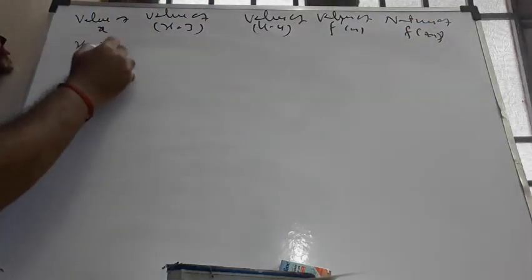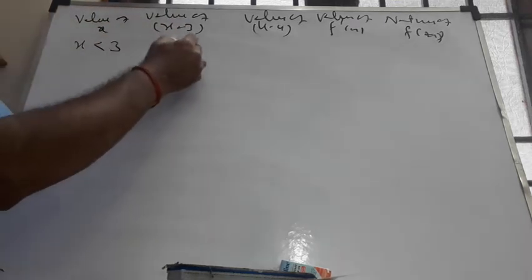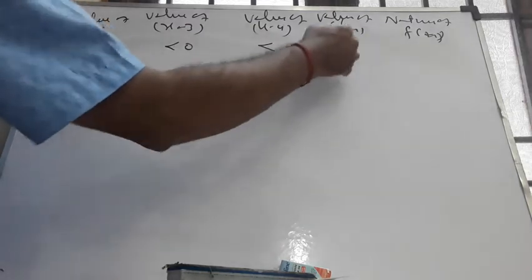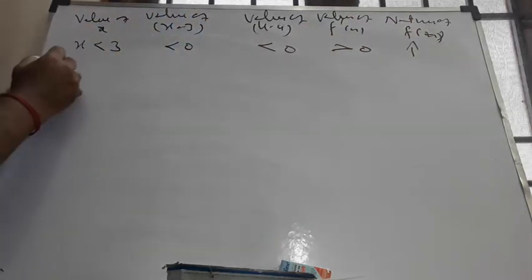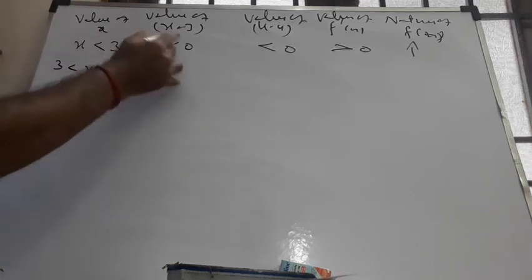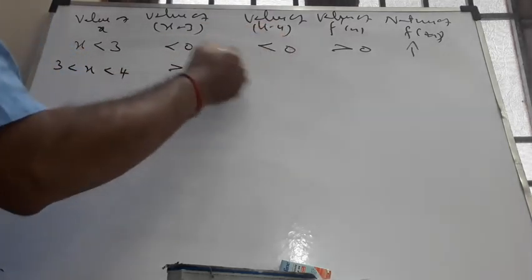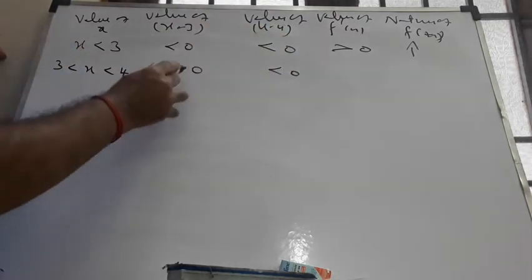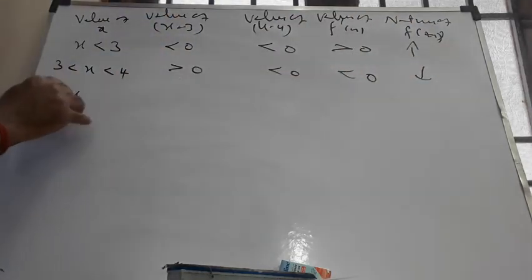of f of x. Then x less than 3. One such easier value is 0. 0 minus 3 will be negative, 0 minus 4 is negative, product is positive. When f dash of x is positive, function is increasing. Now 3 less than x less than 4. For any value greater than 3, this is positive. For any value below 4 here, this is negative. Plus into minus will be negative. Therefore, this is decreasing.